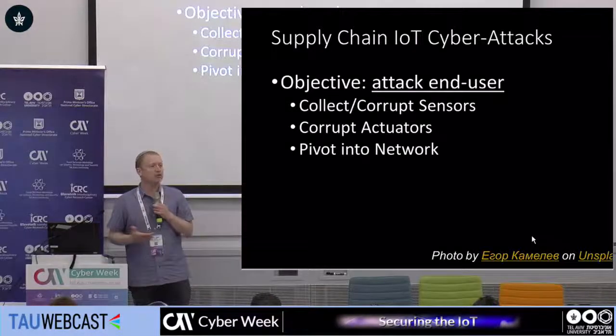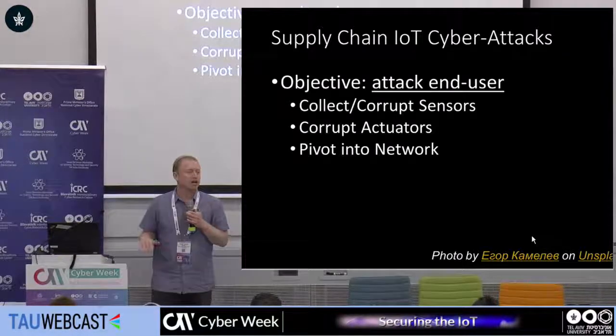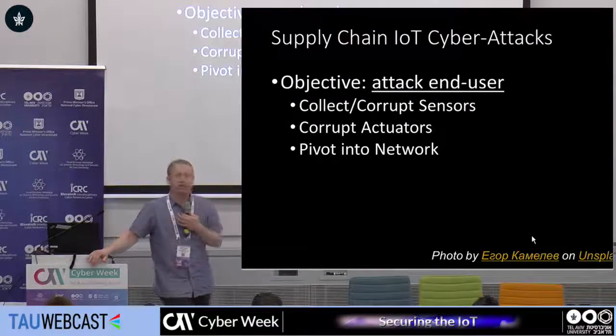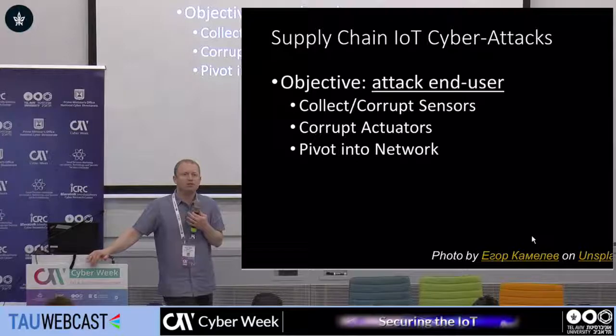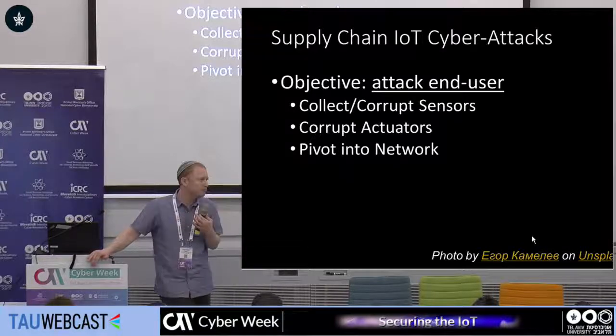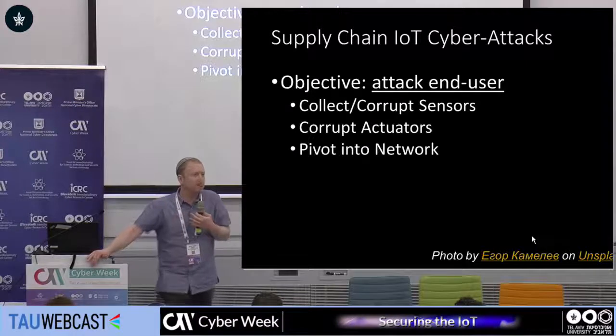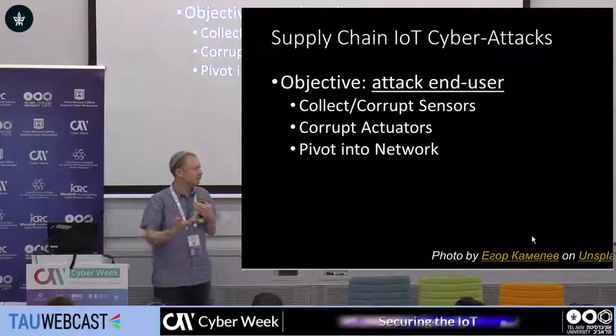Another thing that IoT devices have are actuators. Actuators are things which actually affect the physical world. So if you have an IoT device which is in control of a pump, of a door, of a gate, of anything of that sort, if I can control that, obviously I can do some damage.